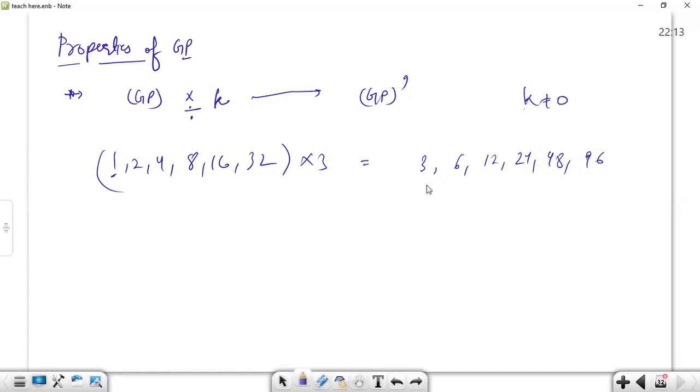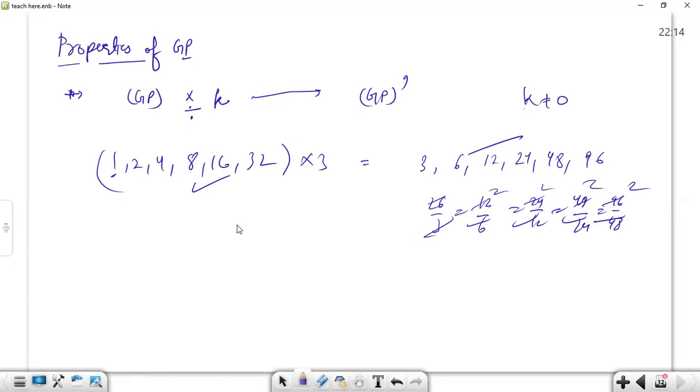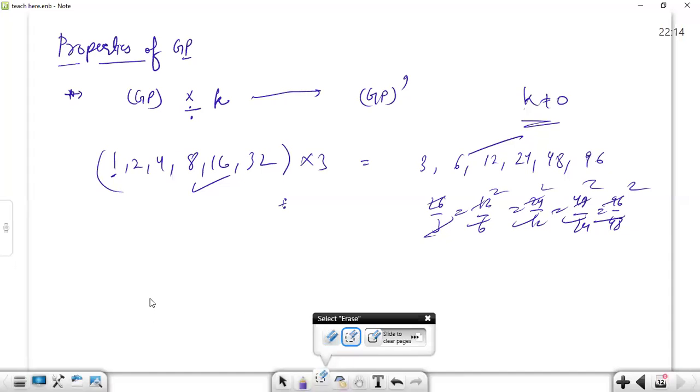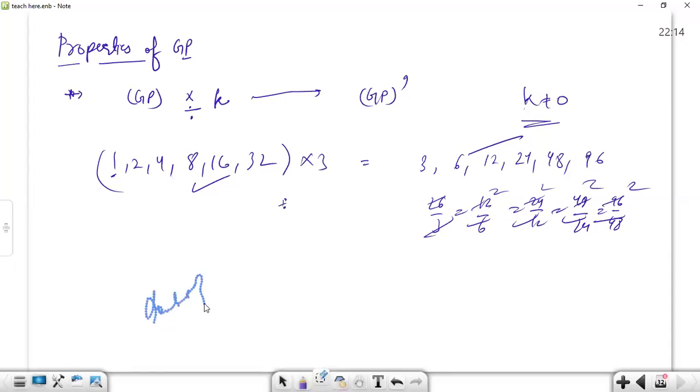Now let's check whether this sequence is in GP or not. For that we find out whether the common ratio of consecutive terms is equal. So checking 6 by 3, 12 by 6, 24 by 12, 48 by 24, 96 by 48. Yes, the common ratio is 2 and it is the same everywhere. Clear? So that's why this is also in GP, as it was originally in GP. Similarly, we can also check an example with division, but that number must not be 0, otherwise the sequence will become undefined. Any doubts, anyone? No, sir.